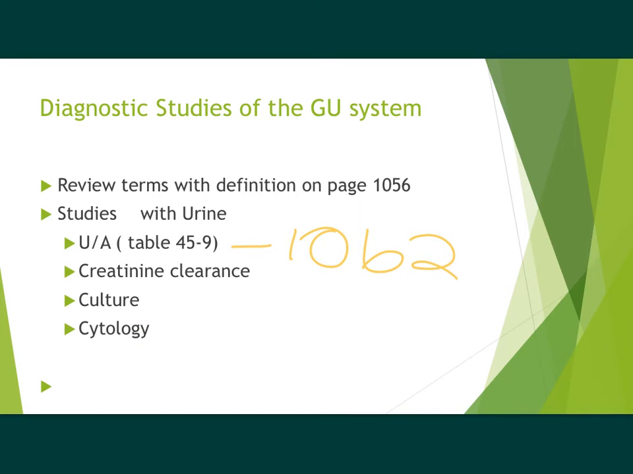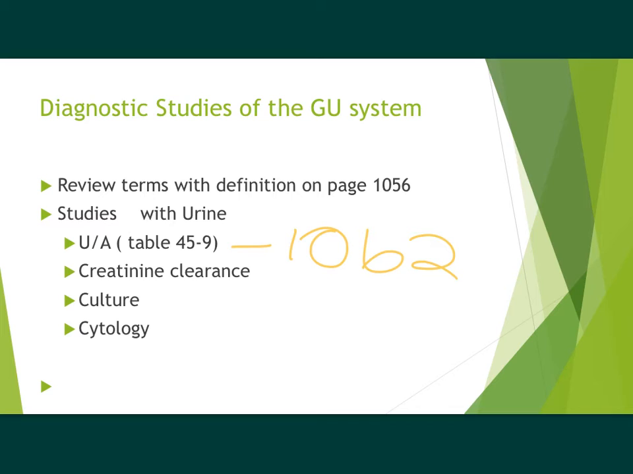Also, below that is creatinine clearance. This is just a measurement of waste product or protein breakdown. Okay, so this is a 24-hour urine collection. So what do we have to do? We have to discard the first void and then collect all urine without missing any for a 24-hour period. And then we send it down to the lab. We want to make sure that it is for 24 hours.